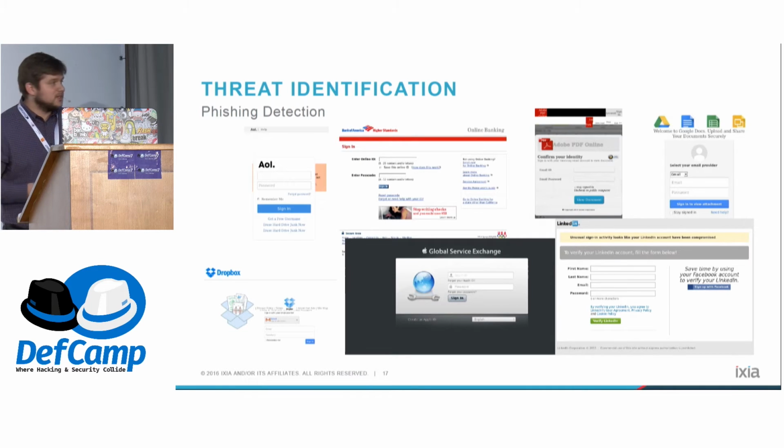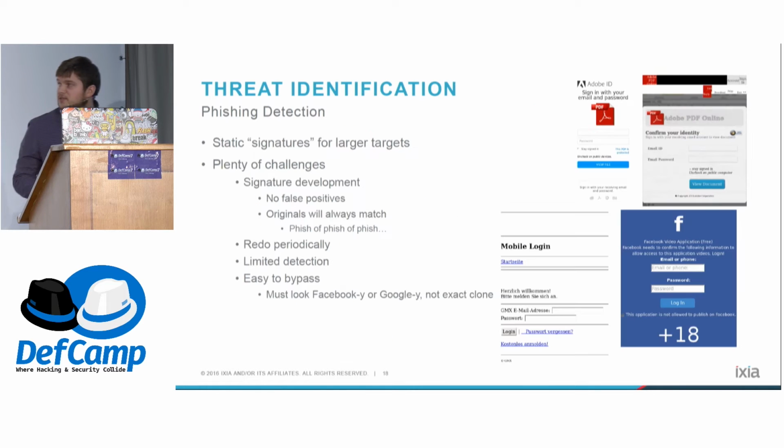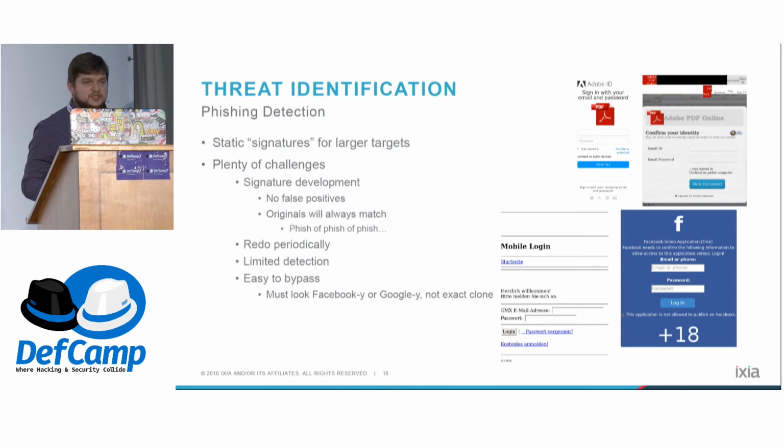Okay, one more threat I'd like to talk about is phishing. Y'all know phishing comes in all sizes, flavors, colors, whatever you want to call them. Whenever there's some sort of major breach somewhere, it started with a phishing email. So we tried our hand at phishing detection, even though it's a very difficult problem. One way to do it is using static signatures for the larger targets on the internet. But this quickly becomes unfeasible because there are a lot of challenges. So you have signature development, first and foremost. You have to create a signature.